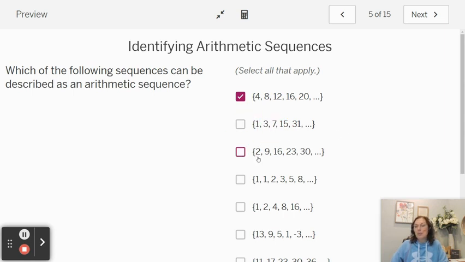How about the third one? 2 plus 7 gives us 9. 9 plus 7 gives us 16. 16 plus 7. Yes, that's adding 7 every time. Okay, what about the fourth one here? 1 plus 0 gives me 1. 1 plus 1 gives, okay, so we changed what we're adding each time. That's not going to work. 1 plus 1 would give me 2. 2 plus 1, not 4. So this one is not going to be arithmetic because what we're adding is changing each time.